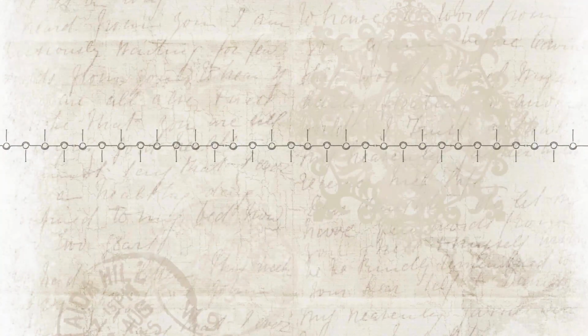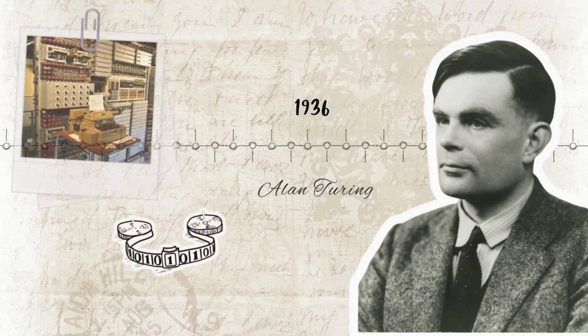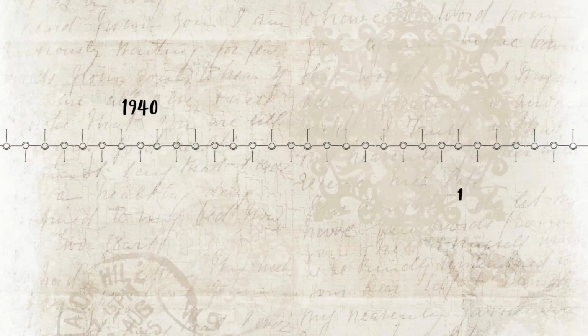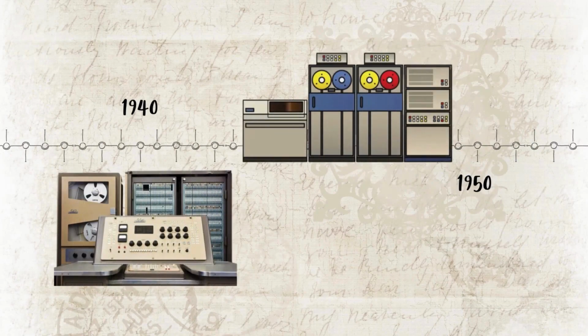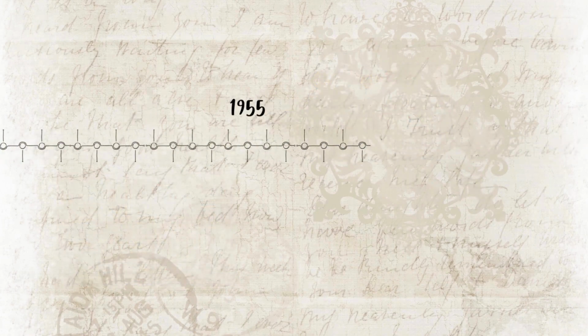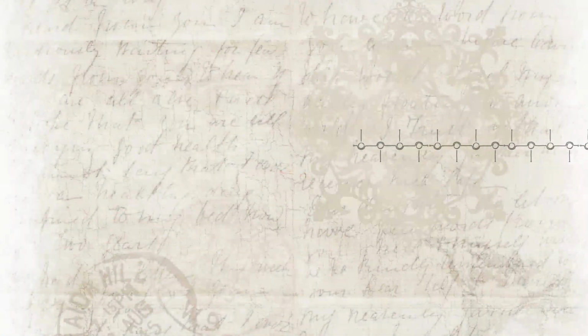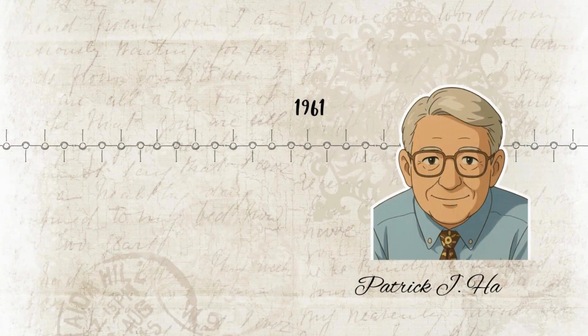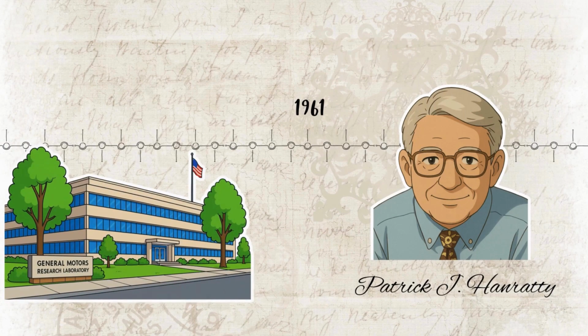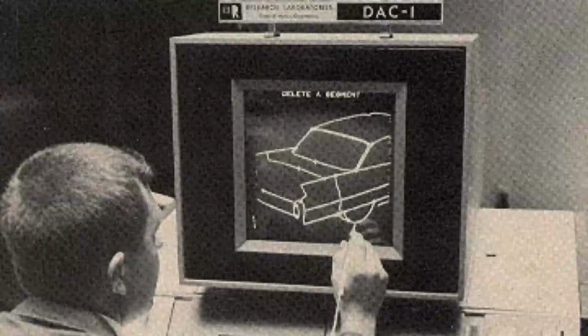Fast forward to 1936, when British mathematician Alan Turing introduced the concept of the Turing machine, laying the groundwork for modern computing. In the 1940s and 1950s, mainframe computers entered the scene, and by 1955, transistors began replacing vacuum tubes, dramatically increasing processing speeds. Then, in 1961, Dr. Patrick J. Hanratty joined General Motors Research Laboratories and helped develop DAC, Design Automated by Computer.